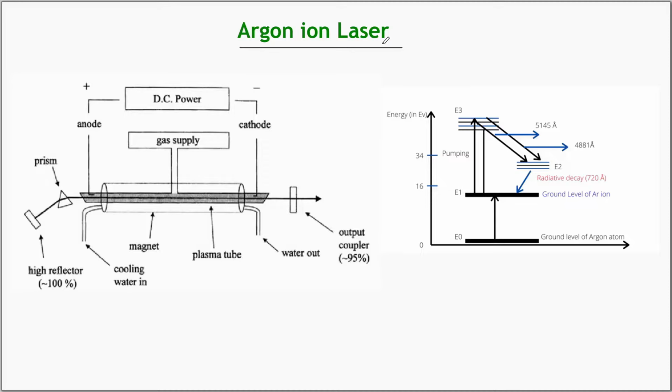And the argon ion gas lasers are very powerful. They can give rise to outputs of hundreds of kilowatts of optical power. The argon ion laser is a gas laser in which ionized gas is used as the active medium or the lasing medium.